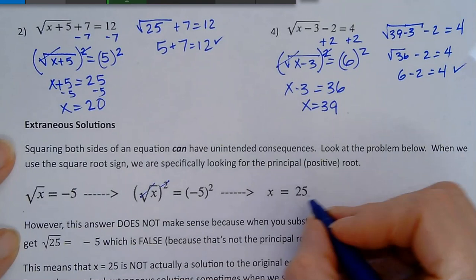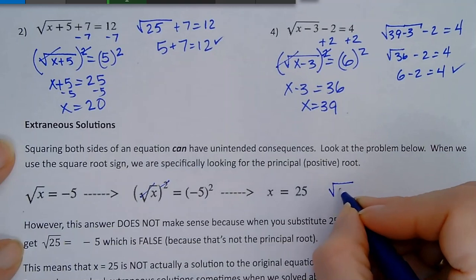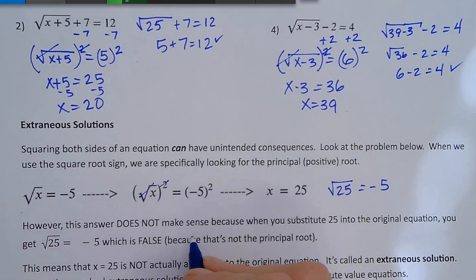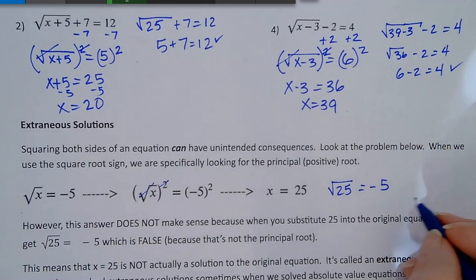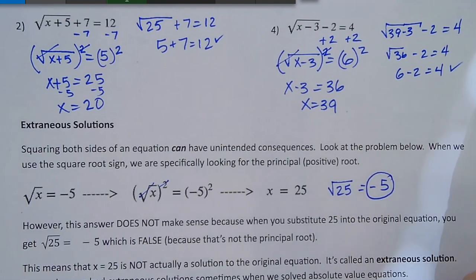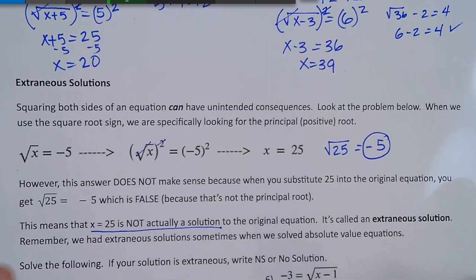So far, so good. Okay, but if I check it, I'm going to plug that back in. So I'm going to say square root of 25 equals negative 5. Well, this doesn't make sense because square root of 25, for us right now, we're only asking for the principal root, right? I just want the positive root, not the negative root. So since that doesn't make sense for us, we're going to say x equals 25 is actually not a solution. It's not a solution. So I would say no solution here. Okay? Or I would say that the solution I got was an extraneous solution.